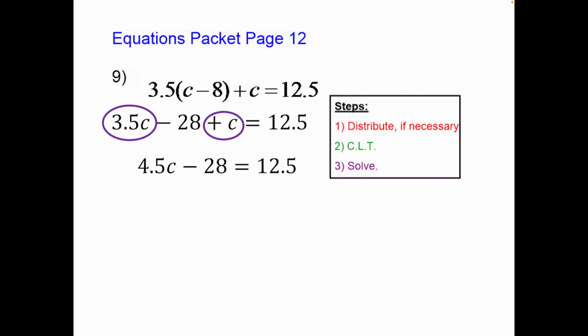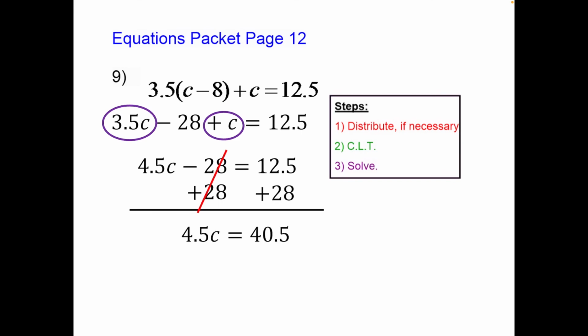To solve this, we will start by undoing addition and subtraction. Rather than subtracting 28, we'll add 28 on both sides, so it will cancel on the left. We're left with 4.5c equals 12.5 plus 28, which is 40.5. C is being multiplied by 4.5, so we will divide both sides by 4.5. We'll cancel on the left. C equals 40.5 divided by 4.5, which equals 9. C equals 9.